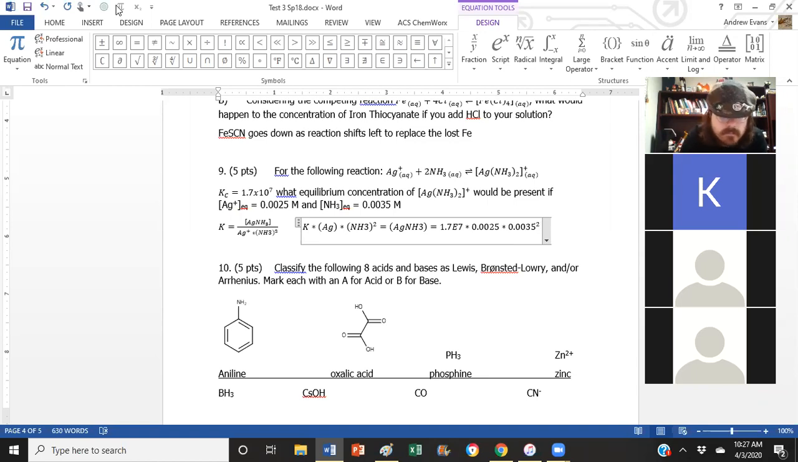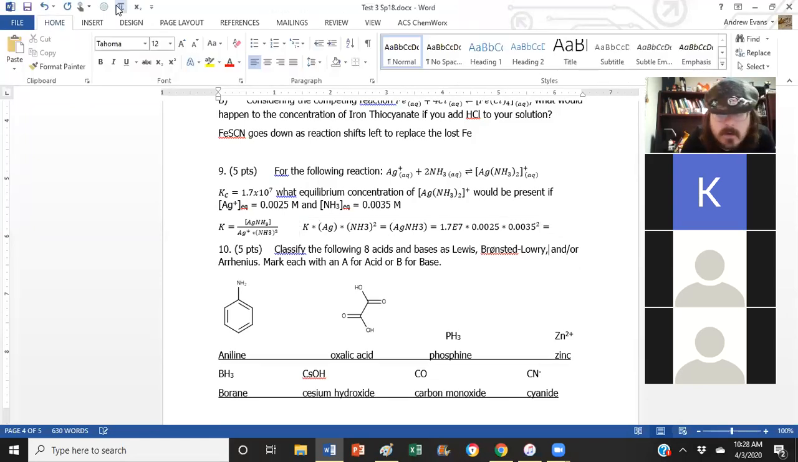Oh, I forgot to square it. So I got 0.52. 0.521 maybe. 0.52.